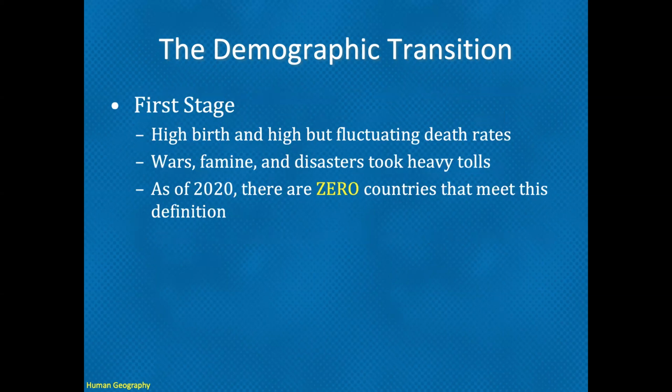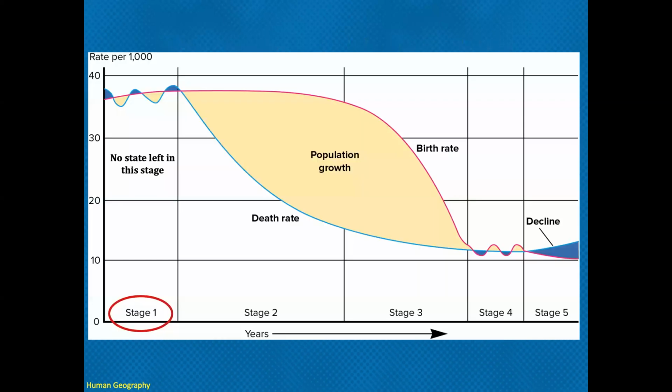Let's begin with the first stage. As of 2022, there are no countries in stage 1. So when you do your analysis for the homework, do not use stage 1 for any country, because none exist in that stage. This would have been more applicable to a time when there was war and famine and disasters across the earth. So this stage is not really applicable anywhere.